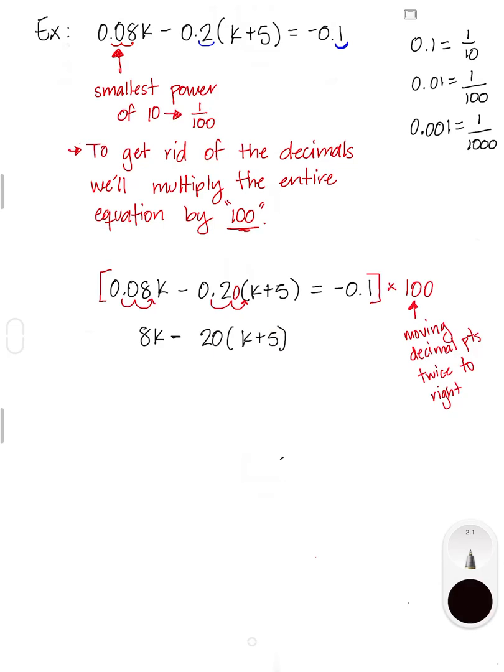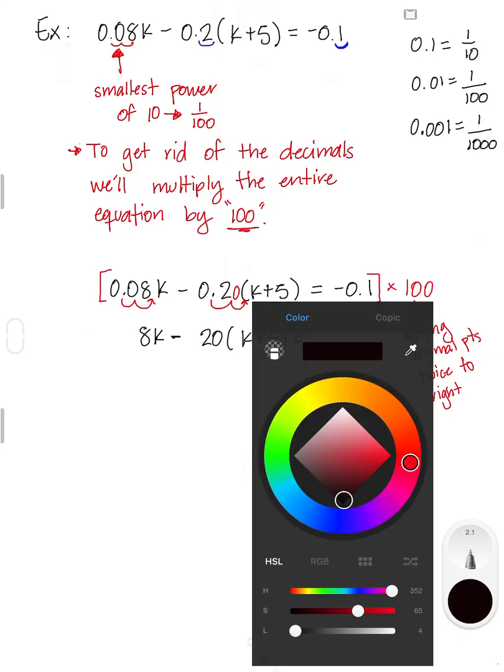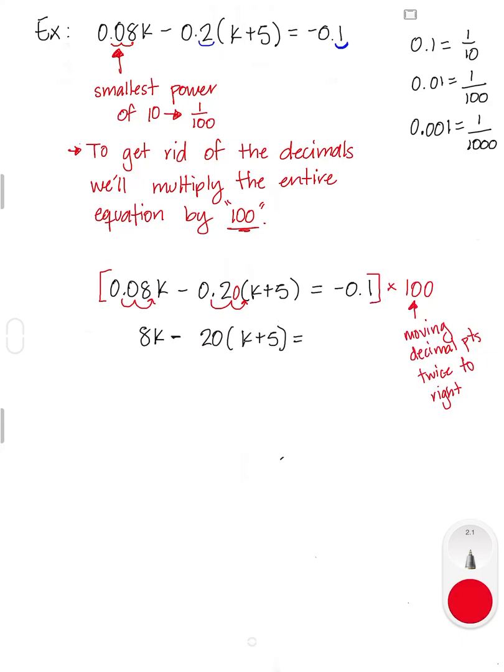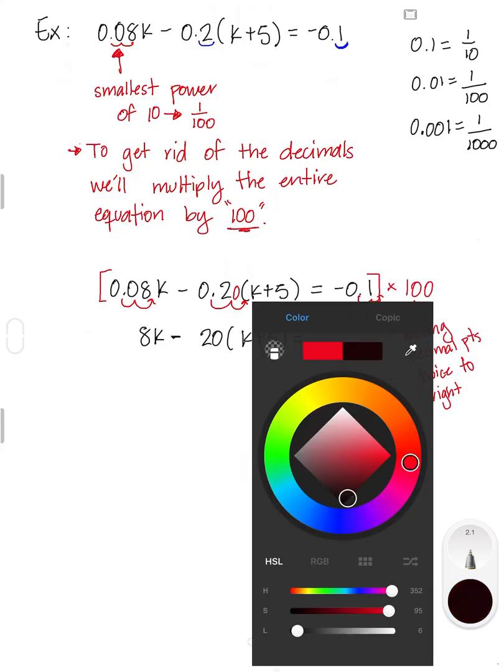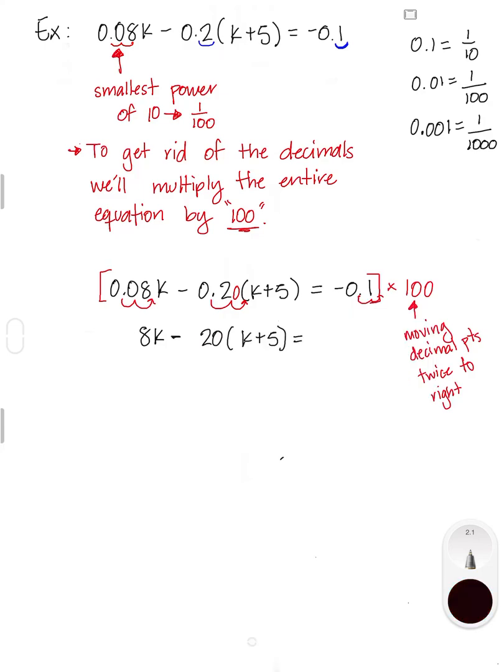Notice how I did not touch the k plus 5, because by moving the decimal point of the 0.2, I'm already multiplying the k plus 5 by 100 as well. And then equals, and the last number as well, right? So this will be moving once, twice. So this will be 10.